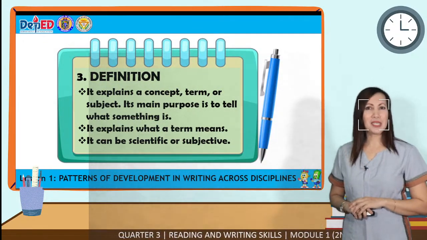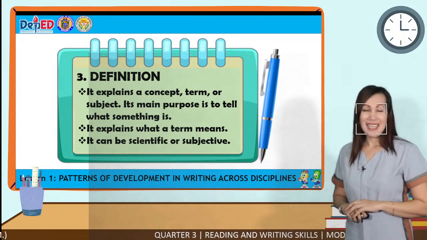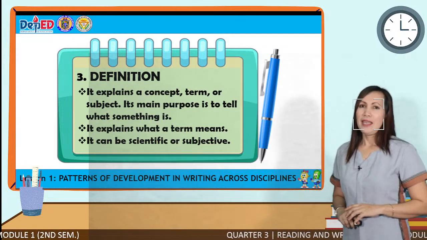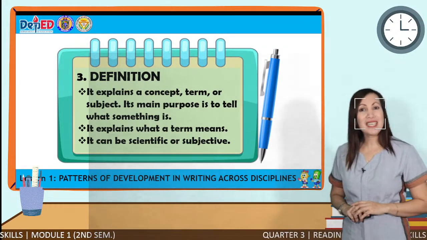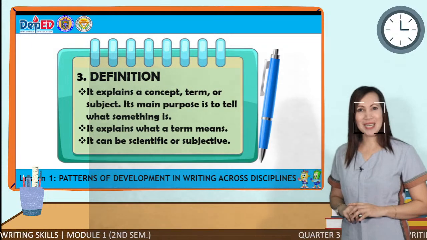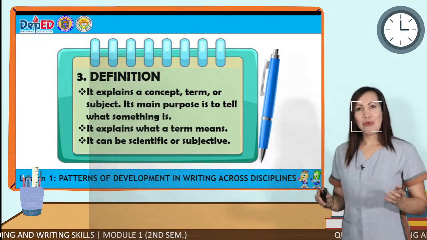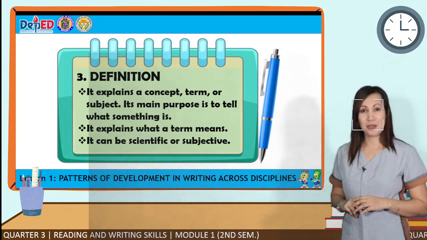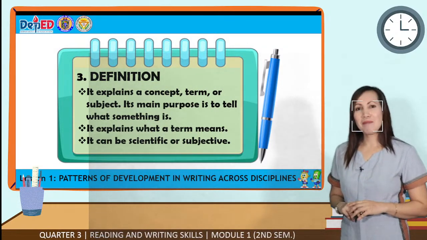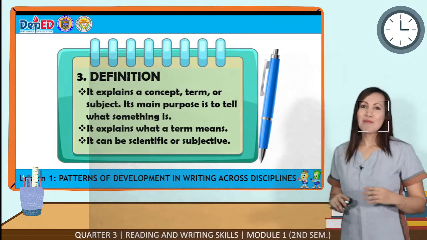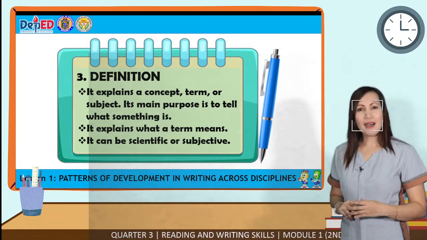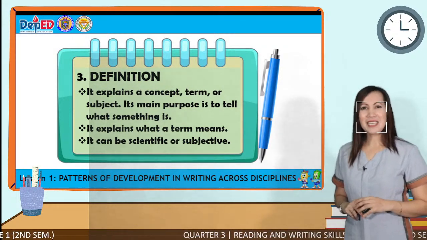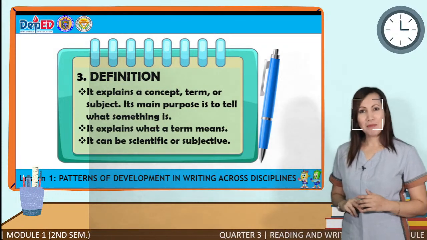Our third pattern is definition. It explains a concept, a term, or subject. Its main purpose is to tell what something is. It explains what a term means. A paragraph using this pattern can define terms in different ways. You can define by characteristics, by functions, what it is not, or what it is like, such as origins and effect. It can be scientific or subjective.